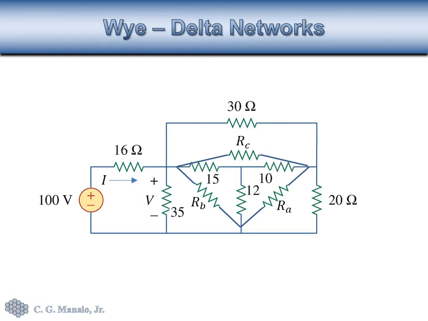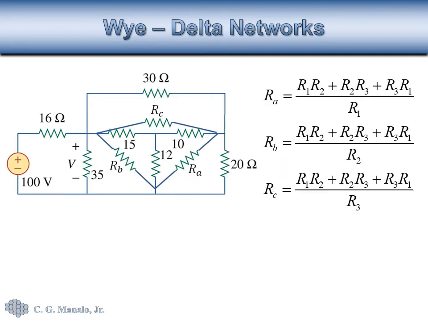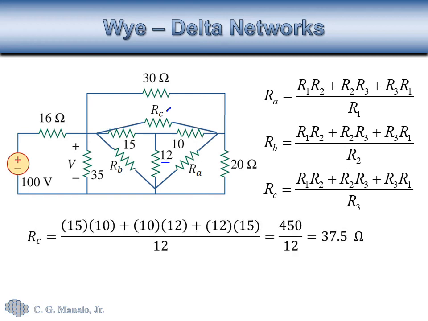So let's superimpose the delta network that we're trying to determine onto the original circuit, and solve for these resistances. So this is the solution. So first, let's solve for R sub C. We notice that in front of R sub C is 12 ohms, so therefore that is the denominator. The denominator is the resistance in front of it.